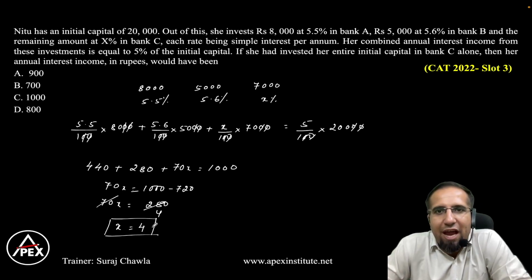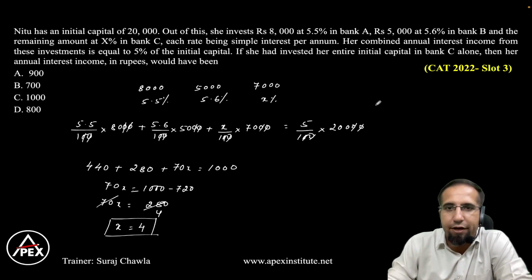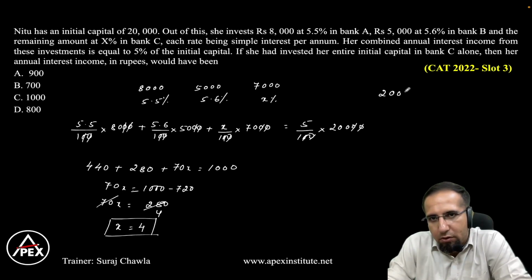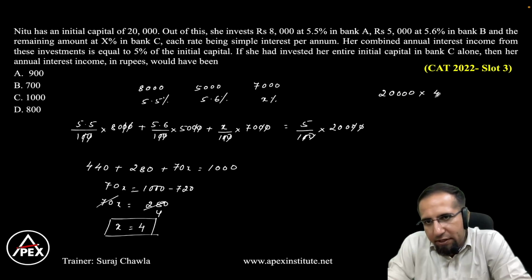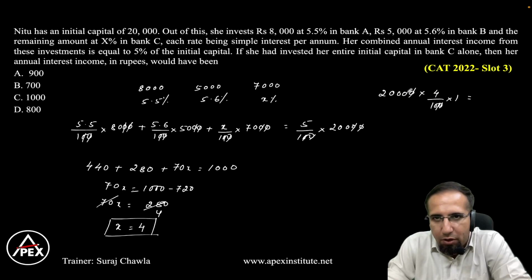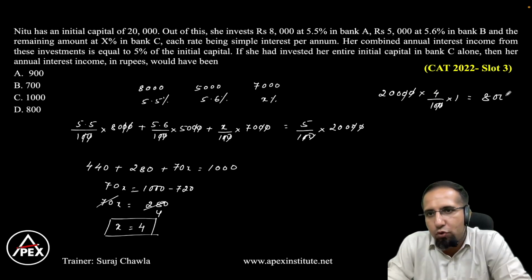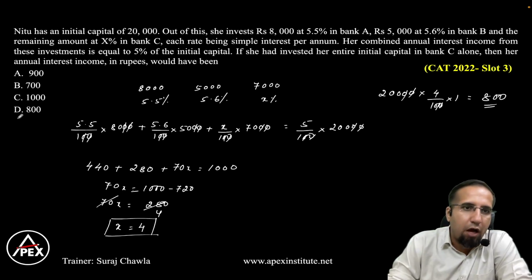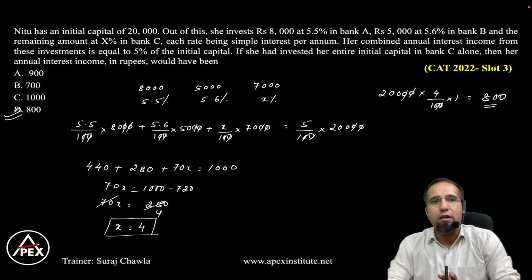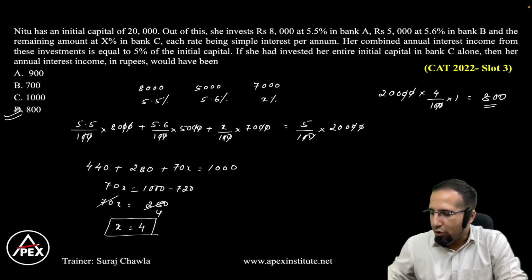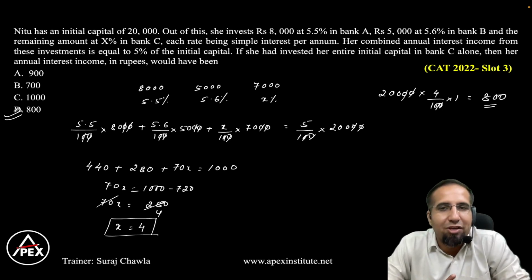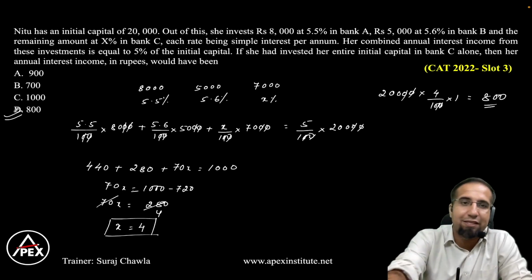Now, if she had invested her entire capital in bank C, that means she had invested her entire 20,000 at 4 percent per annum for 1 year, then her interest would have been, 00 gets cancelled, 4 into 200 is going to be 800, and therefore 800 becomes our final answer, which is option D. So last year in all the 3 questions, in all the 3 slots, we had seen a single question coming up from simple interest, and the questions were very simple here. Right? So let's look at the next question here.